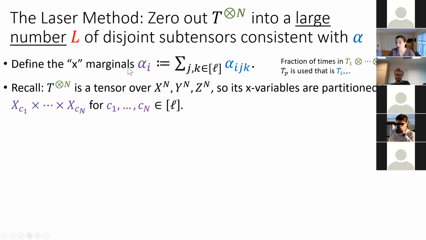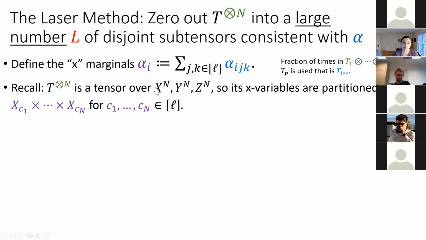You can do the same with the y marginals and the z variables. Okay, and then you think about what the variable sets of t to the nth power are. Remember, this t to the nth power, its variables are n tuples of the x variables, n tuples of the y variables, and n tuples of the z variables. And the original variables x, y, and z, those sets were partitioned into parts: x1 up to xl, y1 up to yl, and z1 up to zl. So actually you inherit the partitioning of the variables in the nth power as well.